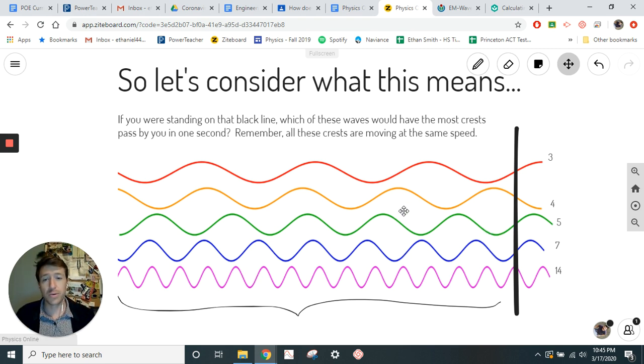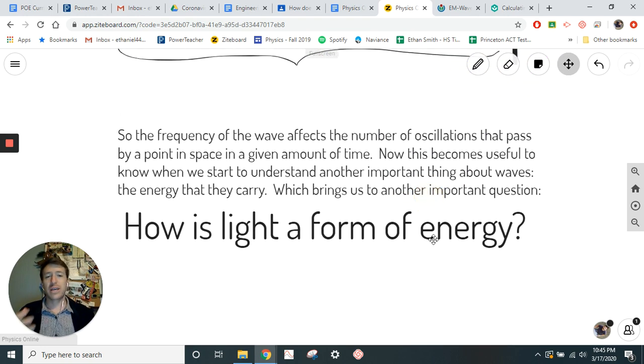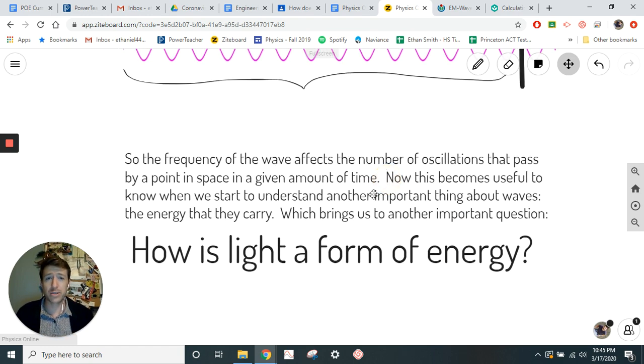So this gets into one of the big things, which is that light itself is actually a form of energy. Light is just pure energy. It doesn't actually have any mass. It's just energy. And so this is one of the next questions that we're going to answer next time, now that we know a little bit more about waves. How can waves, like light, be a form of energy? How can light, something without mass, actually be a form of energy?